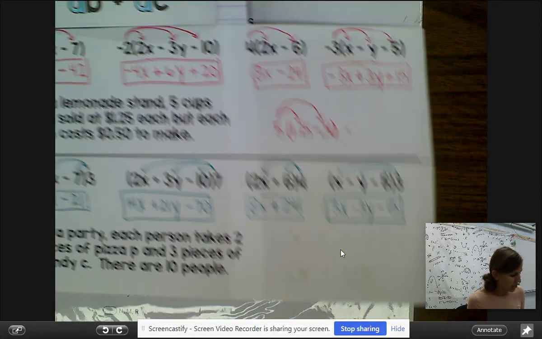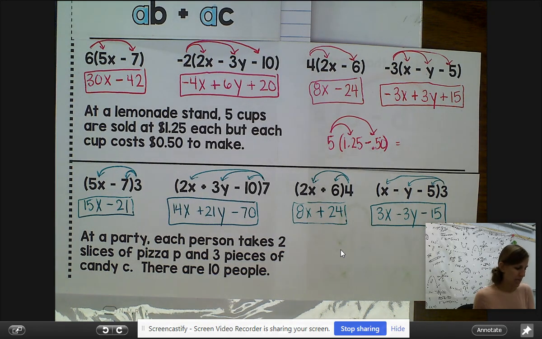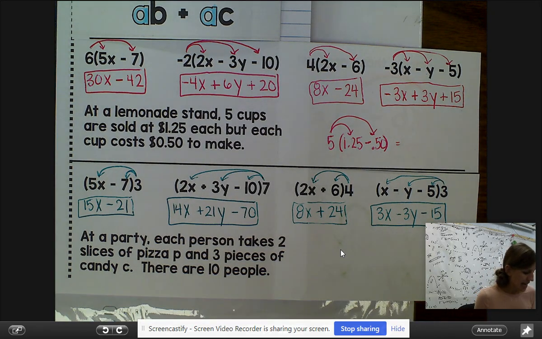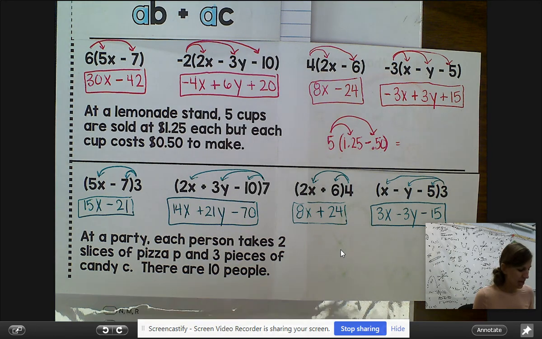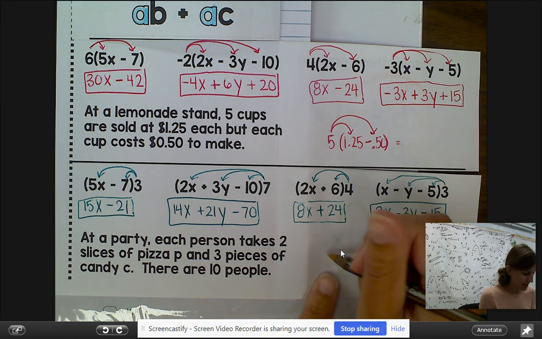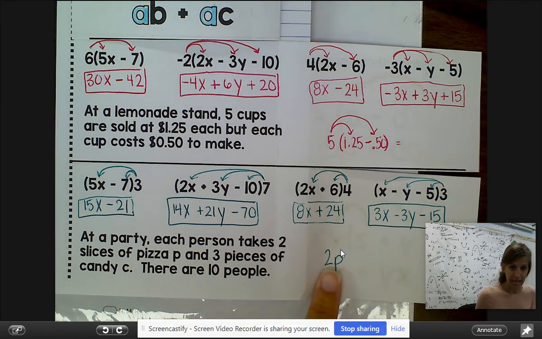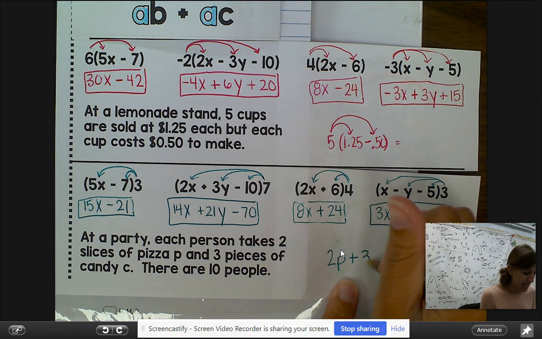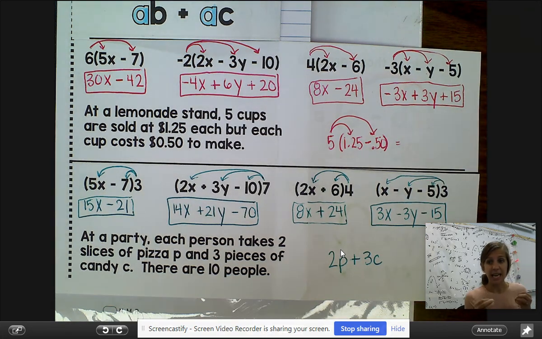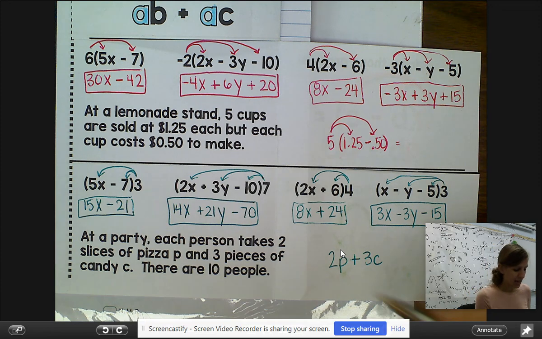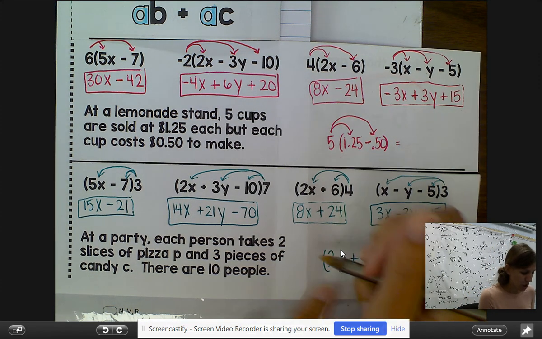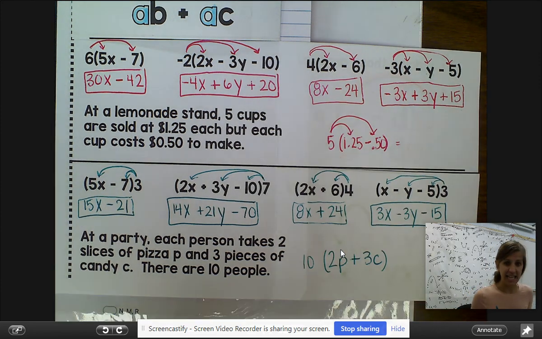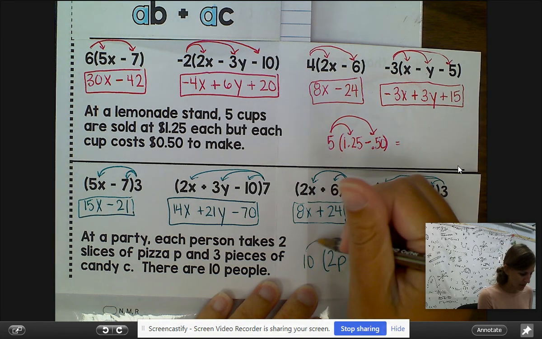Okay, and then that last little story problem there. At a party, each person takes 2 slices of pizza and 3 pieces of candy. There are 10 total people. So if we think about this, 2 pizza pieces and 3 candy pieces is taken by each person, and there are 10 people to find the total number of pizza and candy that's taken. Like that. So hopefully that kind of makes sense. And then we would distribute that 10.